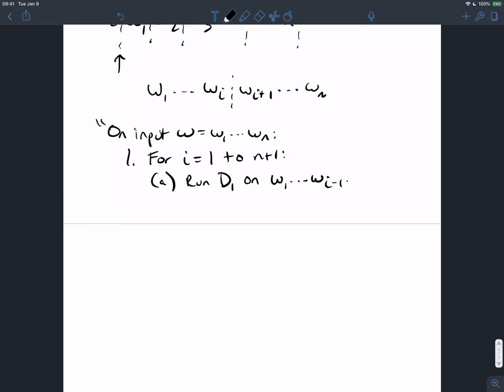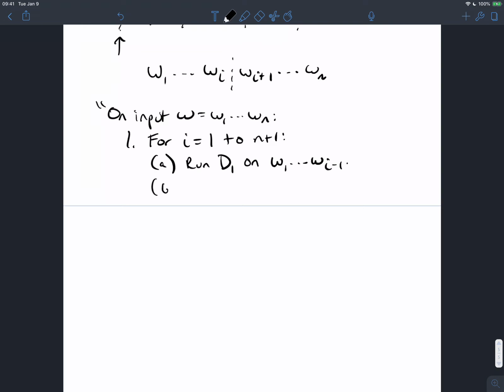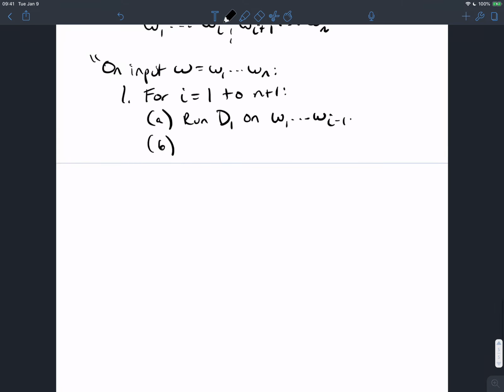So the indices are, this is actually a little more low level than it should be, but it's not quite too low level either. So this is like in the gray area. All right. But then we also run D2 on WI through WN. Yeah, that's right.